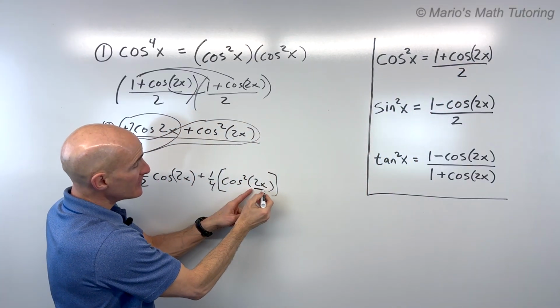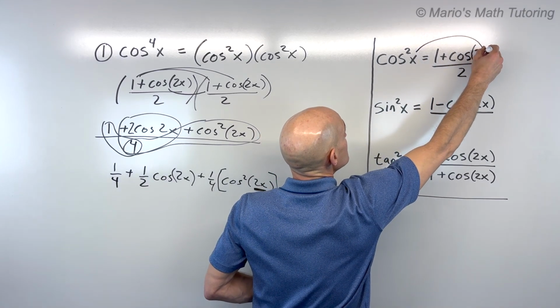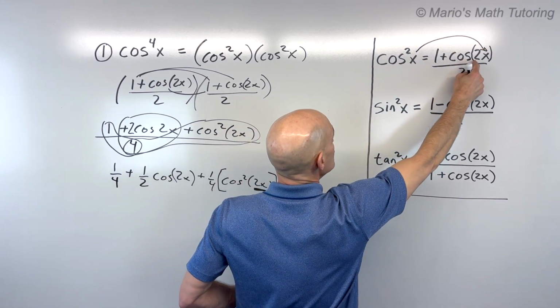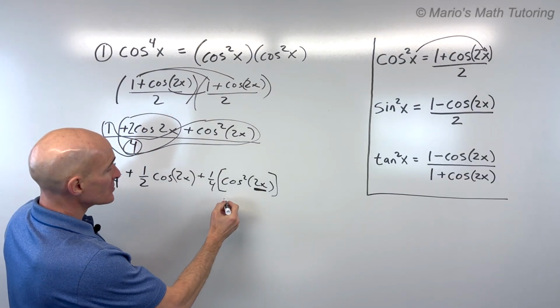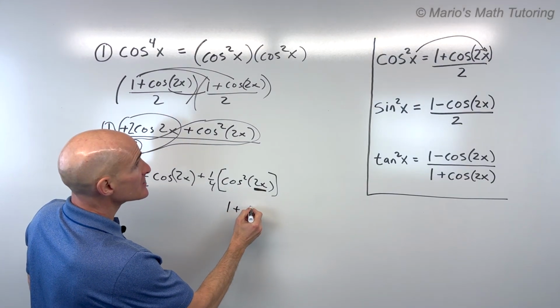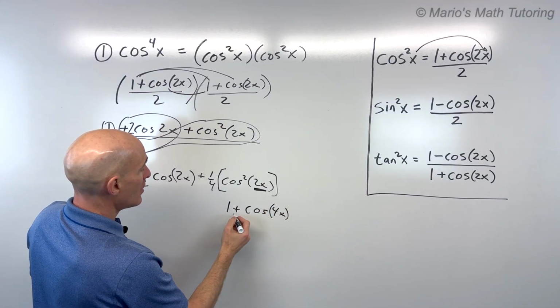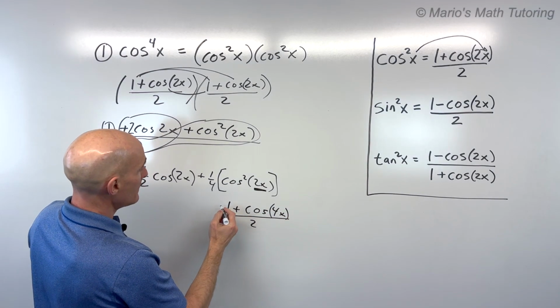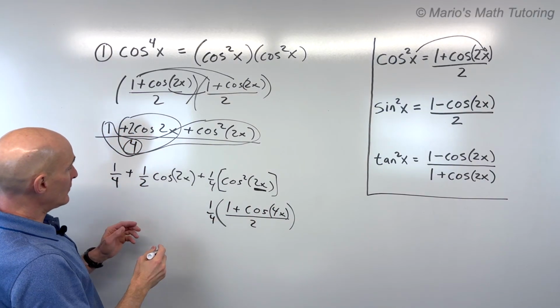But notice this is cosine squared of 2x. Whatever's here is going to go in place of x here. So it's actually going to be 2 times 2x, which is going to give us 4x. So let's write this as 1 plus cosine 4x all over 2. And that's multiplied by this 1/4 here. Okay, and then let's just bring this down.